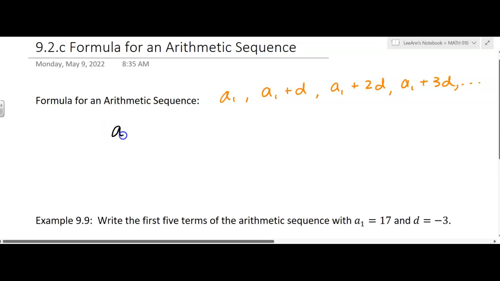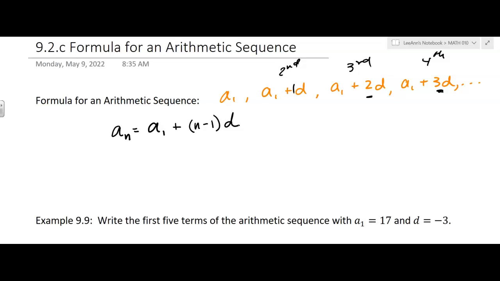Well, a sub n, then, it's always going to have the first term. But then, how many times are you going to add d? Well, in the second term, you're adding 1d. In the third term, you're adding 2d. And in the fourth term, you're adding 3d. So it's actually n minus 1 times d. Now, you might have to stop the video and think about that a little bit, but you're adding d one less time than the term that you're on, okay?